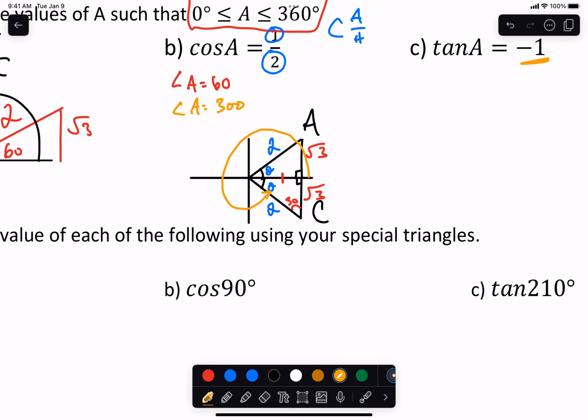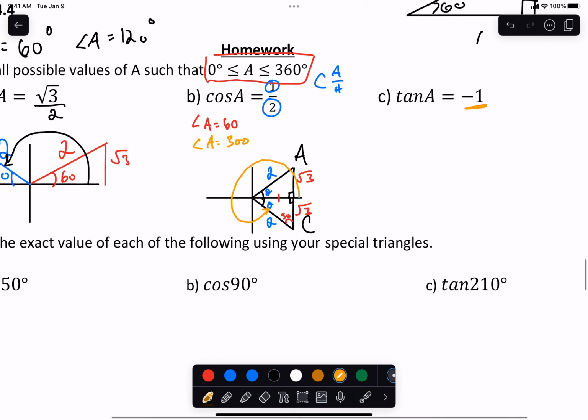Okay, let's do one more. A tan of -1. Where's tangent negative? If I were to draw a little grid. Remember yesterday we learned C, A, S, and T. So where is tangent negative, Bryce? S and C.